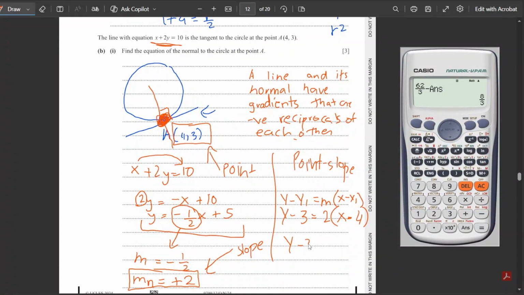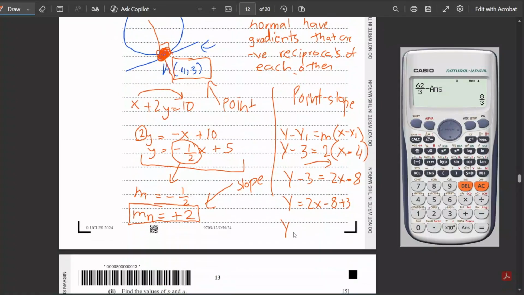So this is going to be y minus 3 equals 2x minus 8, and therefore we can take this 3 to the other side, so it's going to become a plus 3. It's going to be 2x minus 8 plus 3, and so this is simply going to be 2x minus 5. This right here is the equation of your normal line.